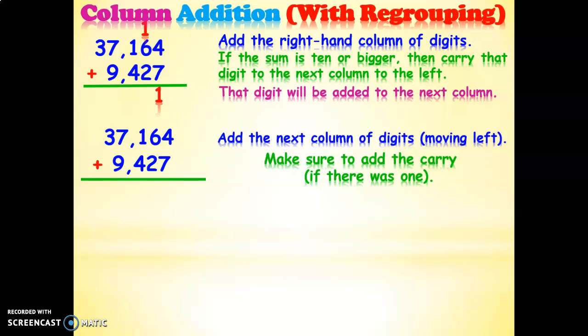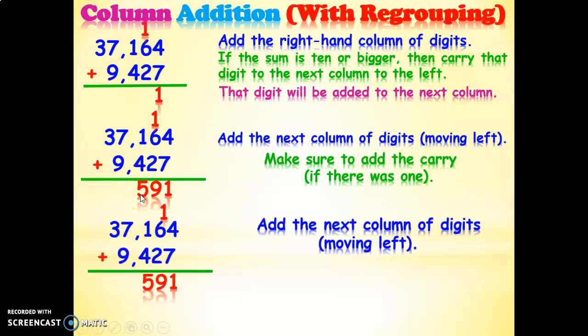So again, 4 plus 7 is 11, because 11 is bigger than 10, write 1 and carry 1 on top of number 6. And then add for tens place. 1 plus 6 plus 2 is 9. And in hundreds place, 1 plus 4 is 5. Then we have to add the next column of digits moving left. You should also not forget to write the comma.